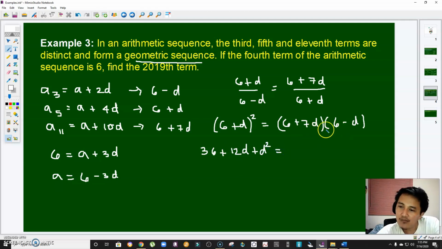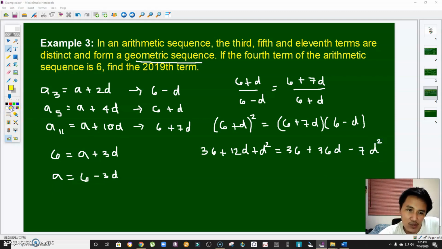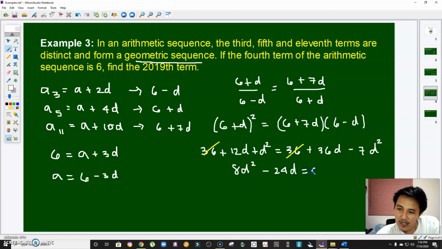Alright, then, FOIL method. 6 times 6, that will become 36. This one will become 42d minus 6d, so that will become 42 minus 6 is 36d. Right? And lastly, 7d times negative d is actually negative 7d squared. And then let's combine like terms. So clearly, the 36 cancels. What will be left here is that I transpose the negative 7d squared to the left side. That will become 1 plus 7, which is 8d squared. Right? Then 12 minus 36 is negative 24d, equal to 0.